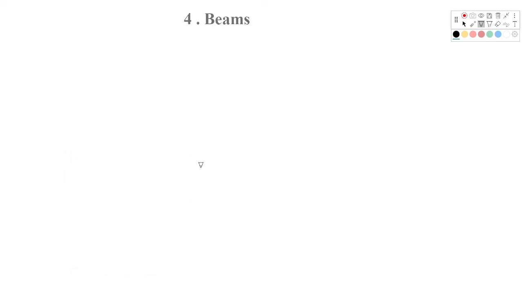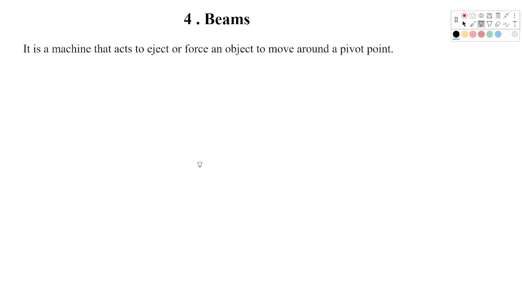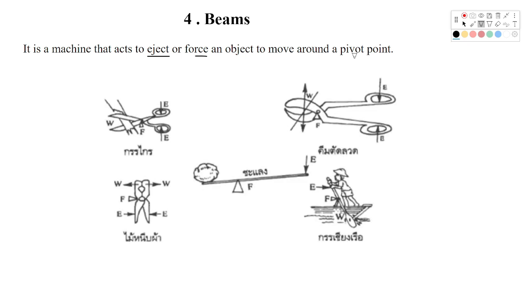Okay, so let's move to beams. Now, a beam is a machine that acts to inject a force in an object to move around a pivot point. Let me explain this one. Let's take an example of a scissor. This is a scissor. This part here is called the effort. This is what we call the force, and this is the work. This is where the work is taking place.